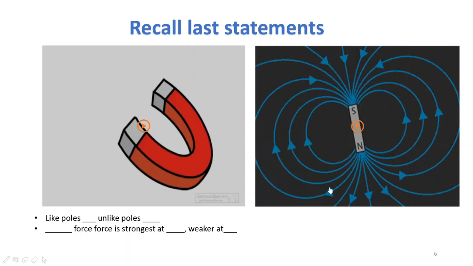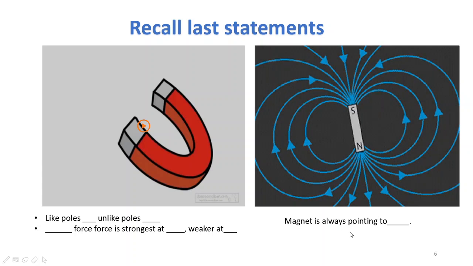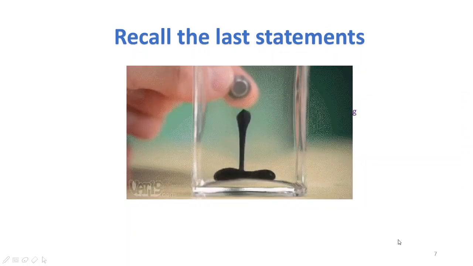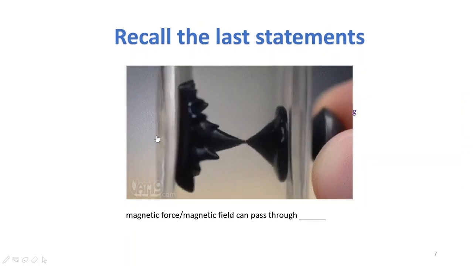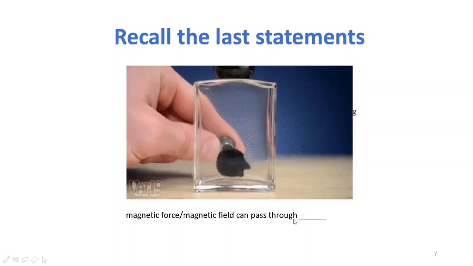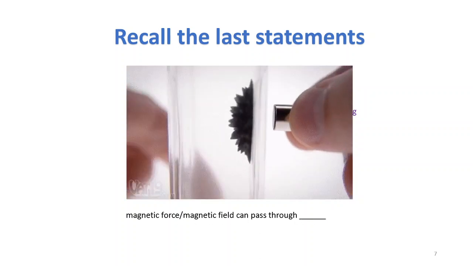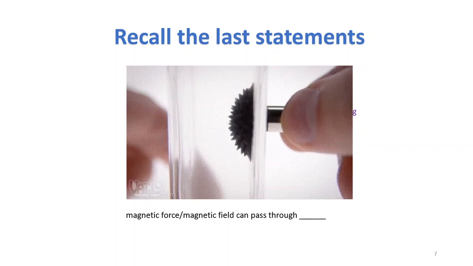Okay, now we look at the second video on the right. So, monad is always pointing to which direction? Look at another video, what it says about the magnetic force. If you can't remember, please refer back to the last slide.